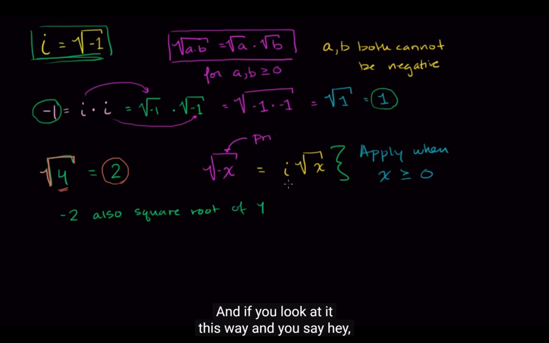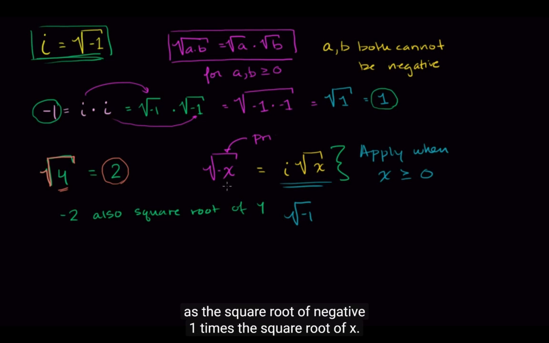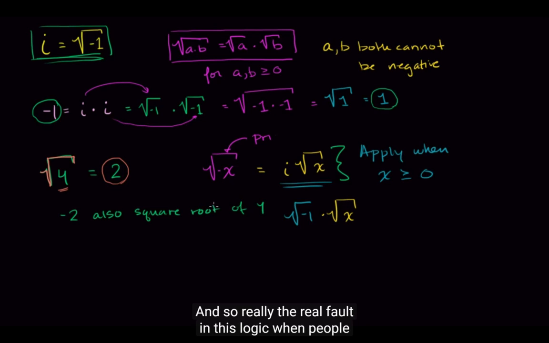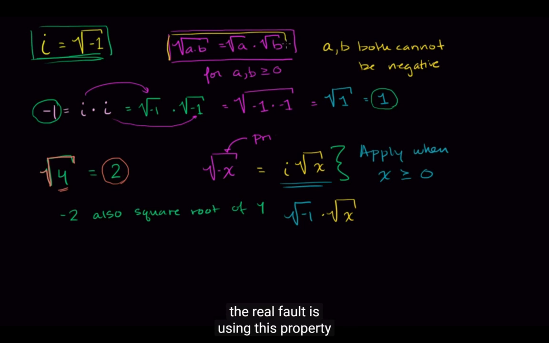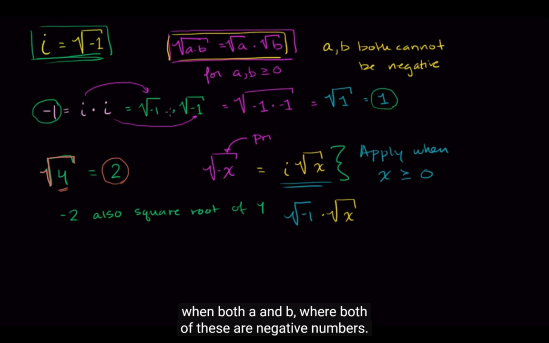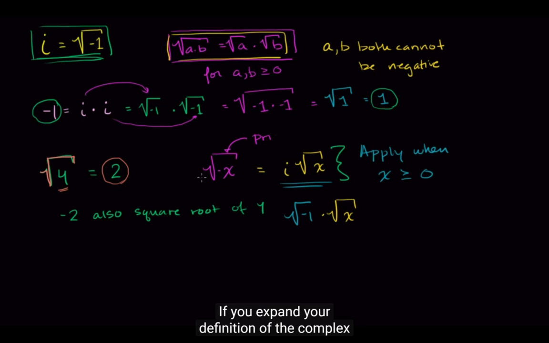And if you look at it this way, and you say, hey, look, i can be the square root of -1 if it's the principal branch of the complex square root function, then you could rewrite this right over here as the square root of -1 times the square root of x. And so really, the real fault in this logic, when people say, hey, -1 can't be equal to 1, the real fault is using this property when both of these are negative numbers. That will come up with something that is unambiguously false. If you expand your definition of the principal root to include negative numbers in the domain, and to include imaginary numbers, then you can do this.